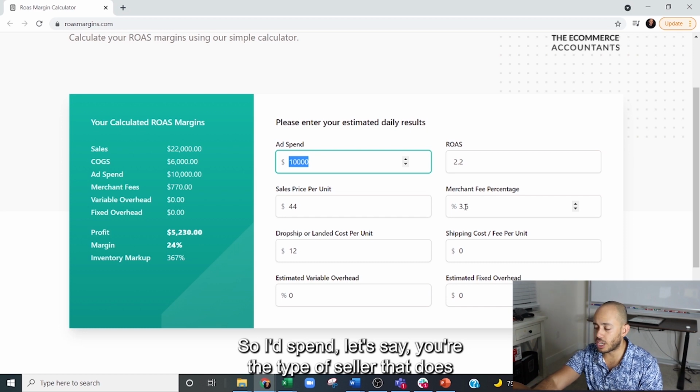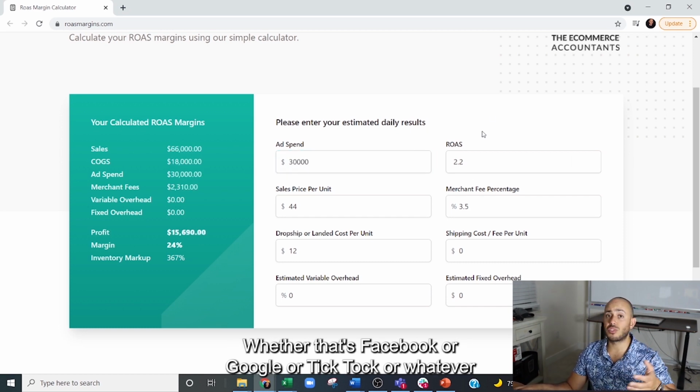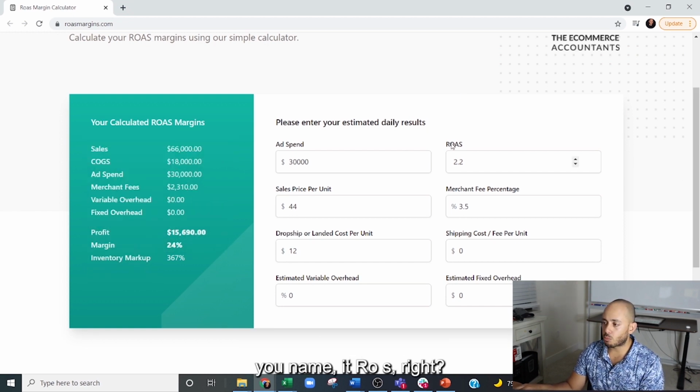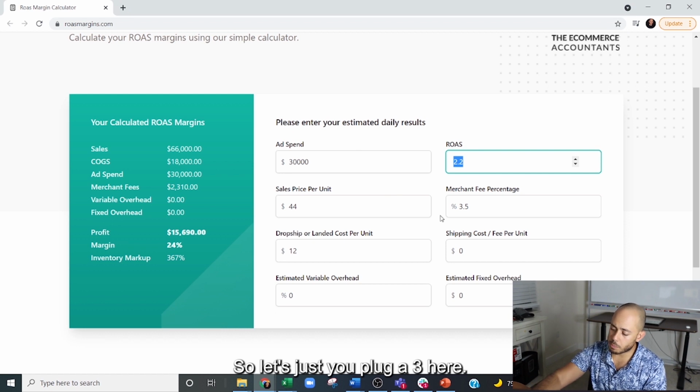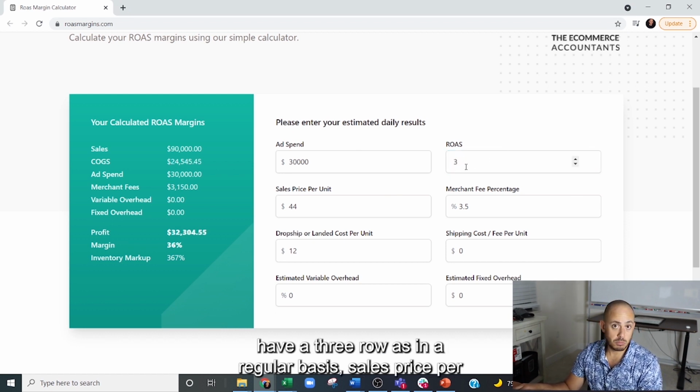So ad spend, let's say you're the type of seller that does $30,000 a month on ad spend, whether that's Facebook or Google or TikTok or whatever, you name it. ROAS, right? So let's just plug a 3 here. Let's say you're a very talented advertiser and you have a 3 ROAS on a regular basis.